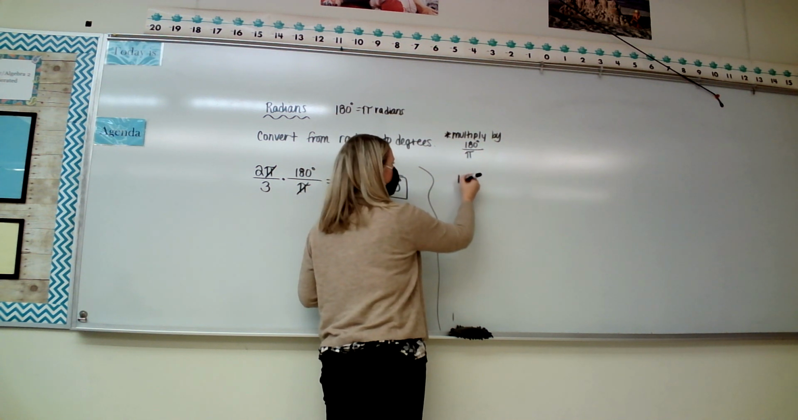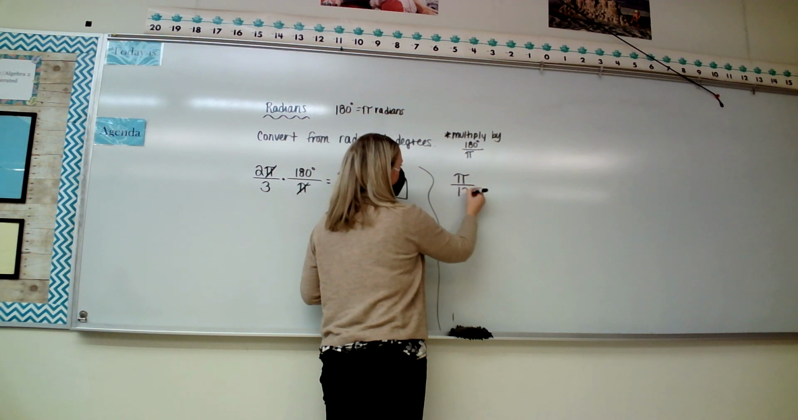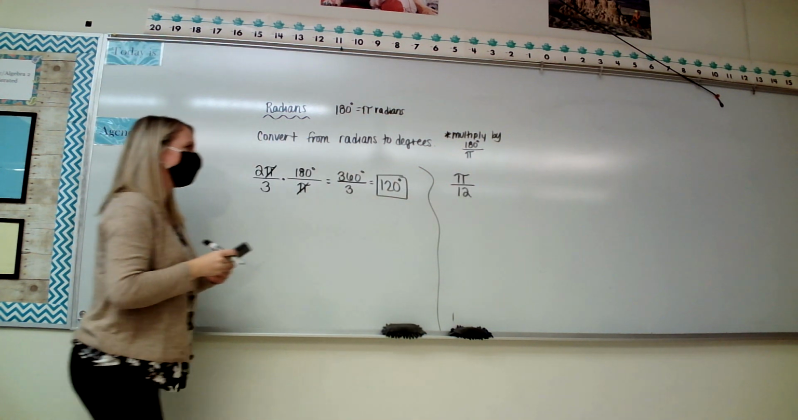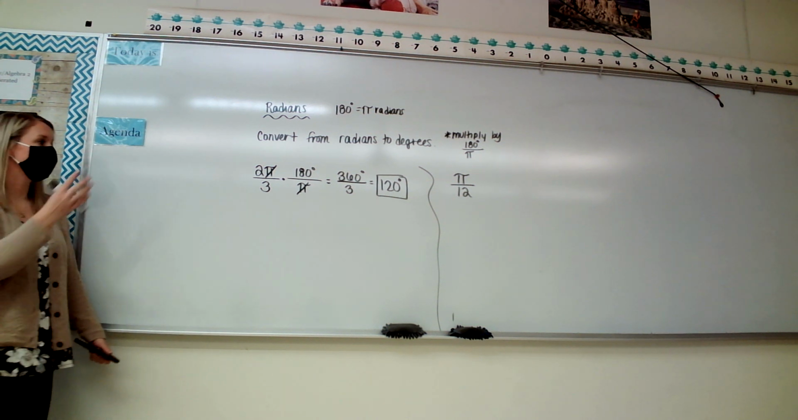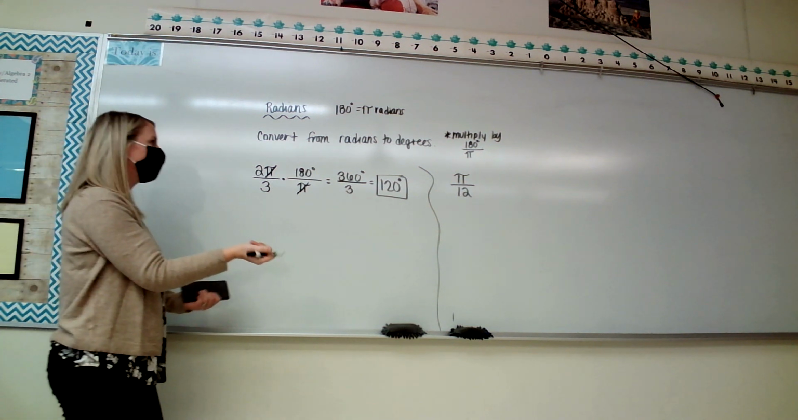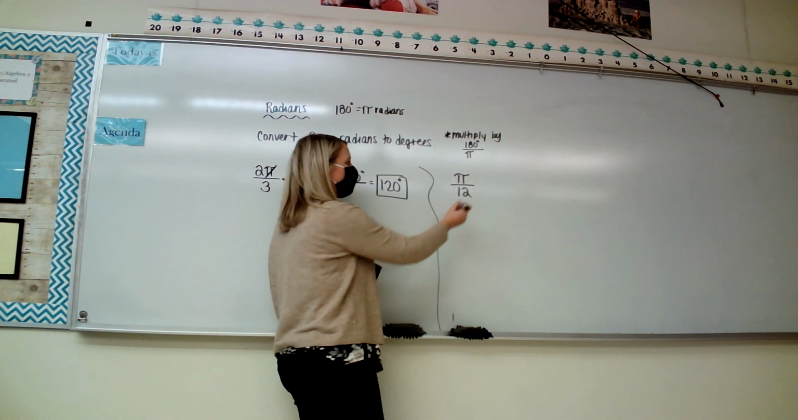Let's do pi over 12. So the reason we do this is because if I was like, hey, sketch that angle, you'd be like, I have no clue what that angle even is. Even though I'm a trig teacher, I don't even know where that is if you ask me to sketch it. But I can do stuff with degrees. So sometimes we might have to convert just to be able to visualize what's happening.